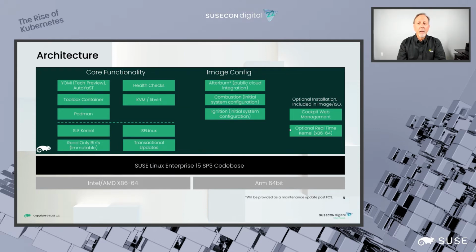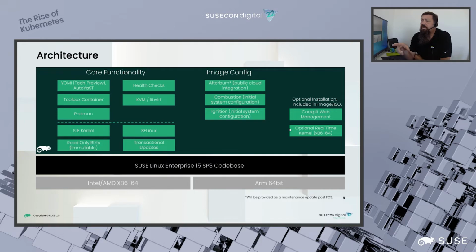We'll talk about, under image configuration, this idea of combustion and ignition. What are those, if you've never heard of them before? And then on the far right, under optional installation and included with imaging and ISO, we've got the Cockpit Web Manager, which is a brand new facility that we provided, so that when you have many deployed, most likely edge devices, you're able to manage them remotely and not expect to have a keyboard and monitor on every one of those devices. How do I get to them and manage them? And we'll take a look at that in our demo.